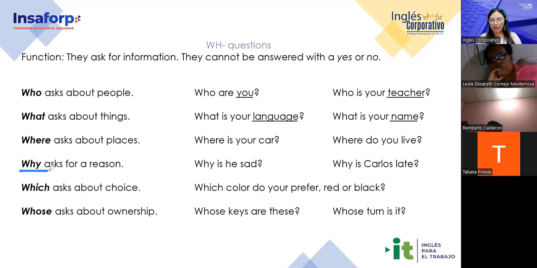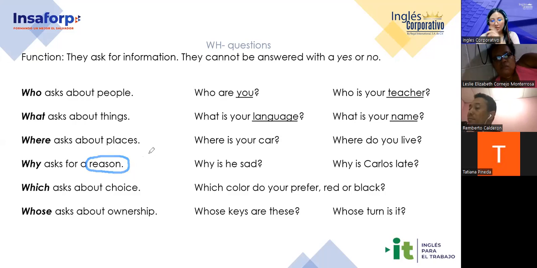Next one. Why? In this case, whenever I want to find out the reason for an activity or why something happened, I am going to ask that question by using why. Necesitas saber la razón por la cual se hizo algo, por qué sucedió o por qué. De una situación en general, ocupo la WH word, why. Why is he sad?